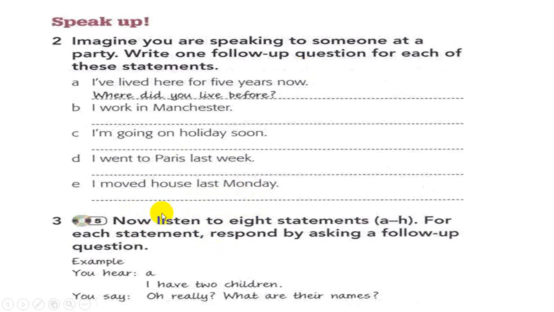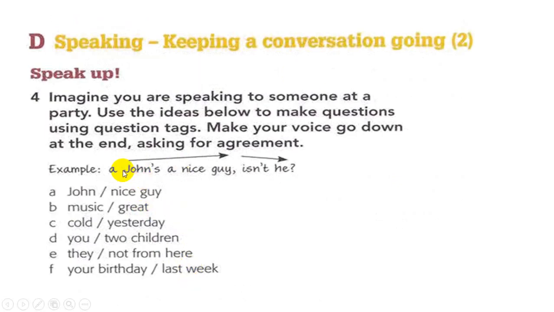Now let's move to the Speak Up Next strategy, which is keeping a conversation going by using question tags. We all know how to use a question tag. If the sentence is affirmative, the question tag will be negative. If the statement is negative, the question tag will be affirmative. This is the rule of a question tag. And we all know that we use auxiliary verbs to make these question tags. I don't think that we need to clarify this grammatical issue.